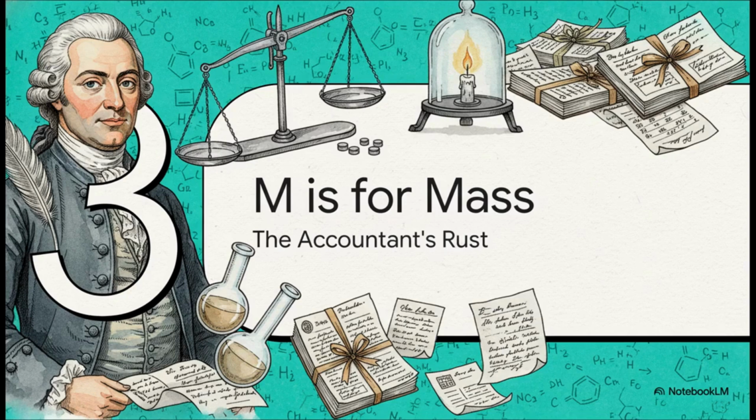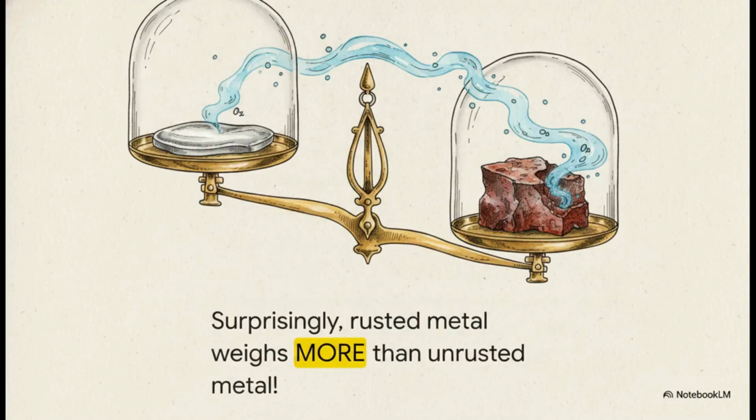For this, we meet Antoine Laurent Lavoisier. He was a meticulous French tax accountant from the late 1700s. The guy was a romantic, sure, but he brought incredibly finicky, obsessive precision to the physical world. Now this might sound completely counterintuitive, but rusted metal actually weighs more than unrusted metal. Lavoisier and his wife, Marie-Anne, built this completely closed apparatus in their drawing room. They weighed metal, let it rust, and weighed it again. And instead of weighing less as it degraded, it weighed more. Why? Because it trapped invisible oxygen from the air.